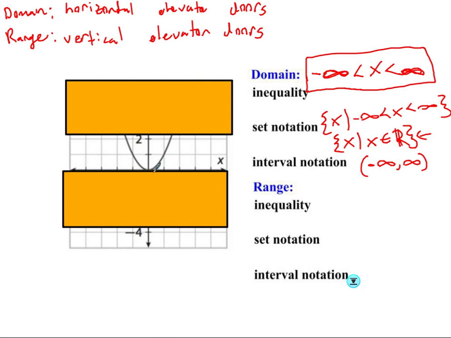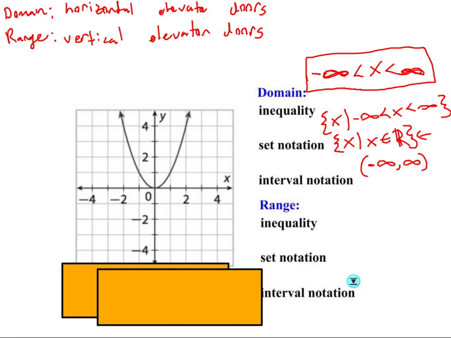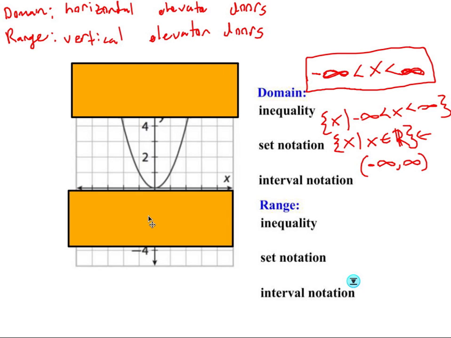So this actually gives us our smallest value. And remember, we're just looking at the y-axis. So what value on the y-axis is the bottom elevator door stopping at? That is going to be 0. So 0 is going to be our smallest value. And remember, we're using y in the middle because we're talking about the range.